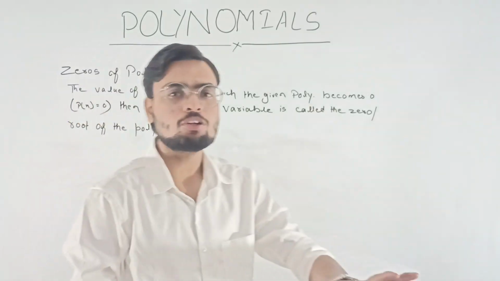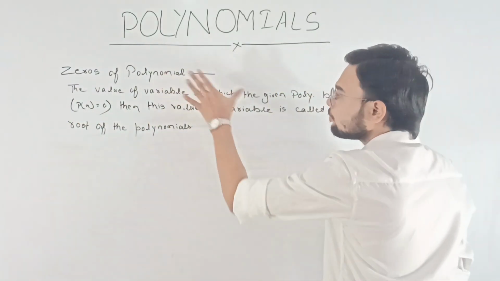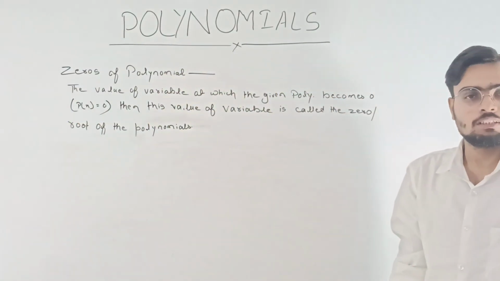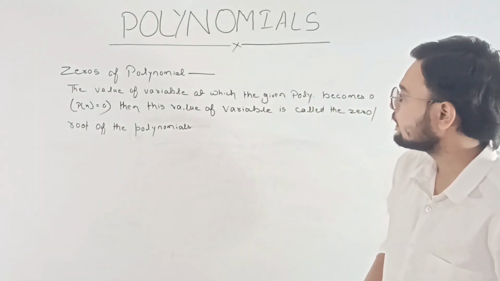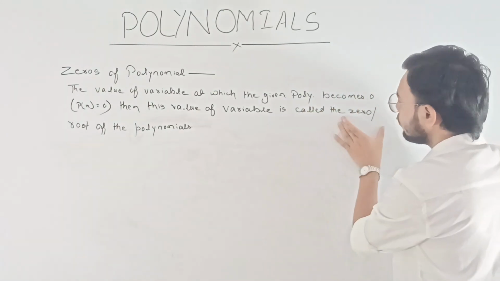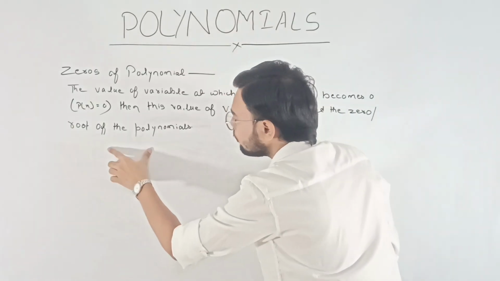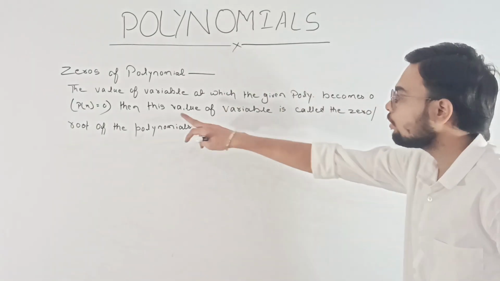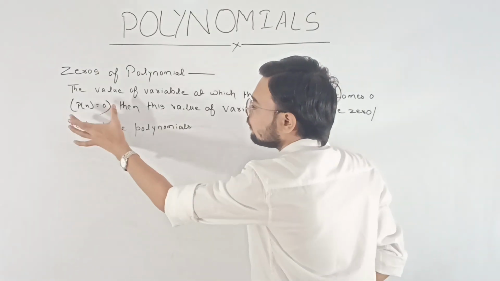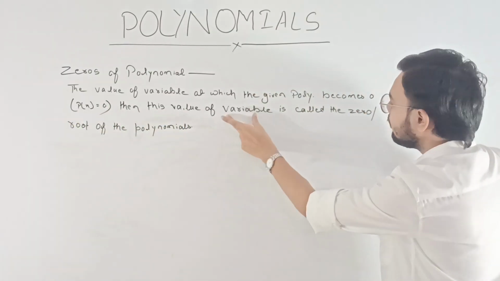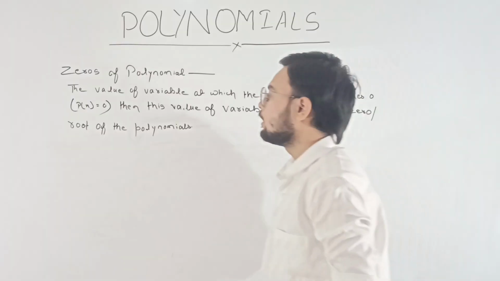Understood? Now let's move towards our next topic, that is zeros of a polynomial. Zeros of a polynomial means the value of the variable at which our given polynomial becomes 0. Then we say this value of the variable is called a zero or root of the polynomial. The value of the variable at which the given polynomial becomes 0, which means p(x) = 0, then this value of the variable is called a zero or root of the polynomial.